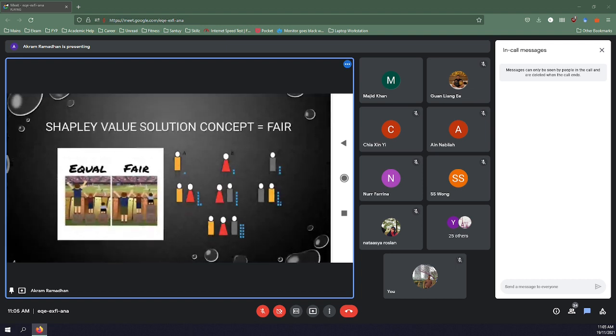So the important thing about the Shapley value solution concept is the term fairness, or fair. It's a fair concept. From the picture, we can see the comparison between equal and fair, which is what the Shapley value solution concept wants to tell us. In the second picture, everyone can see with a different box under their legs. That's what we call fairness, the importance of the Shapley value solution concept.